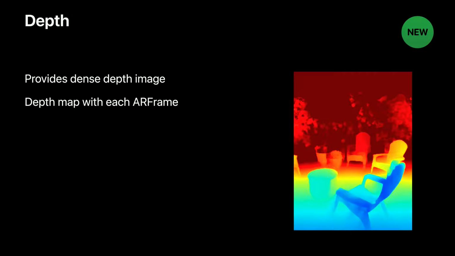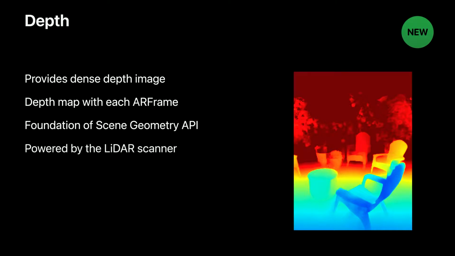The depth data would be available at 60 Hz associated with each AR frame. The Scene Geometry feature is built on top of this API, where depth data across multiple frames are aggregated and processed to construct a 3D mesh. This API is powered by the LiDAR scanner and hence will be available on devices which have LiDAR.